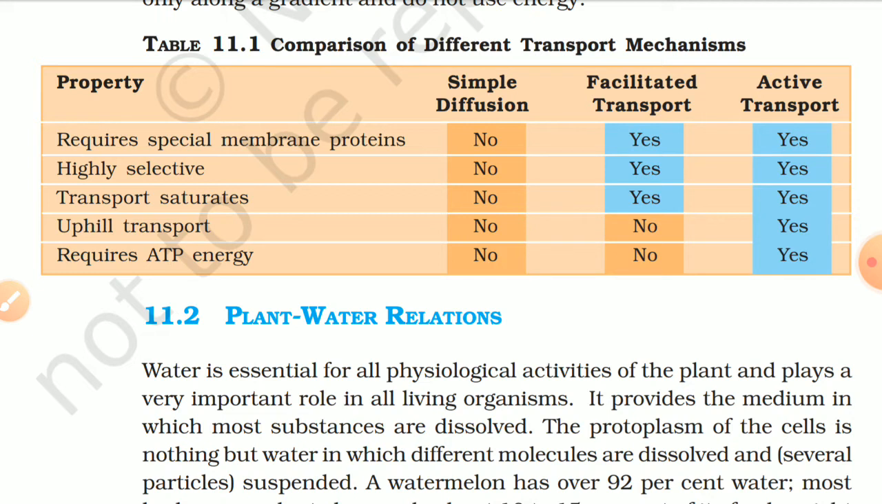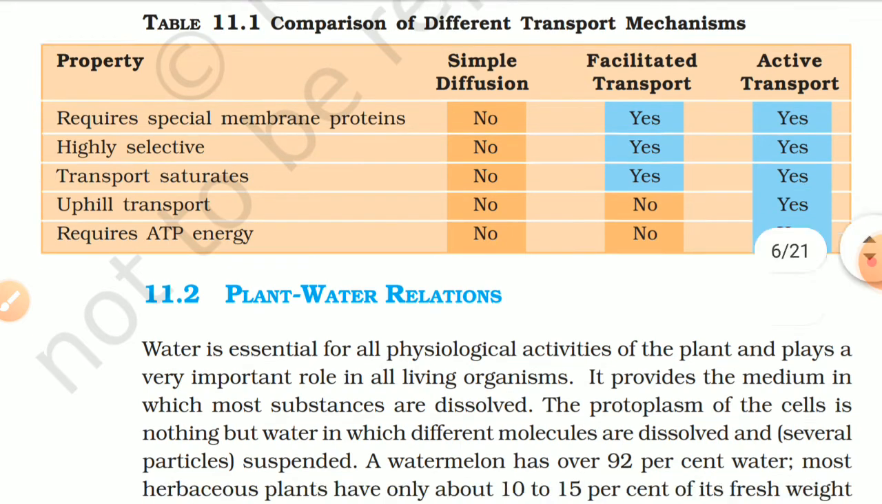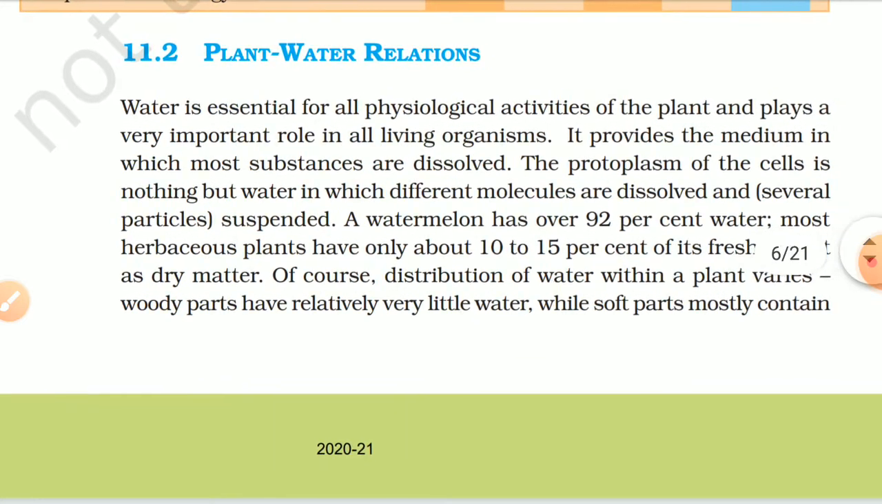Transport saturates. Simple diffusion, no. Facilitated and active transport, yes. Uphill transport. Facilitated diffusion and simple diffusion, no. In active transport, yes. Requires ATP. Simple diffusion and facilitated diffusion, no. In active transport, yes.